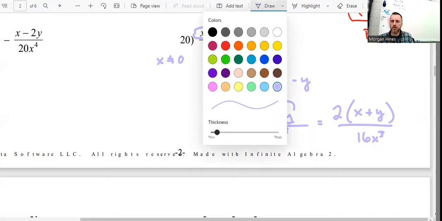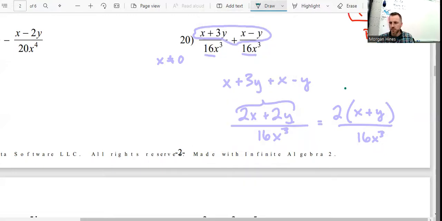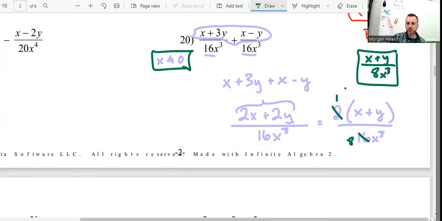And now that we've got the entire factor of 2 and 16, we can make that 1 over 8. So this becomes x plus y over 8x cubed. And x can't be 0. That's that. We'll get back at it in another video.